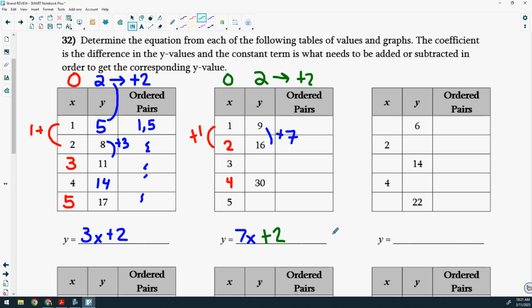Alright, so I'm going to stop there, and we're going to call this part 2 of our Strand exam review.